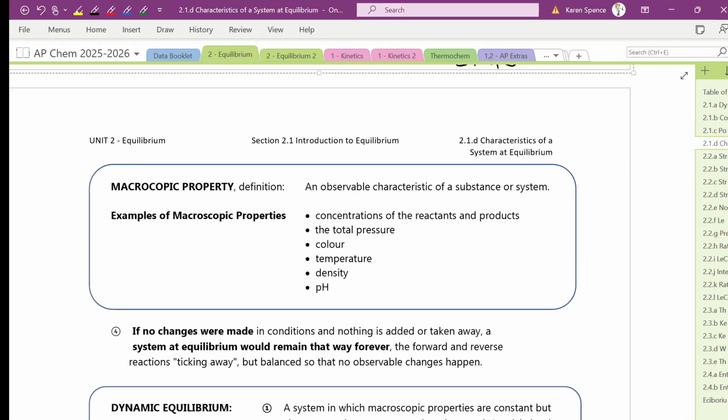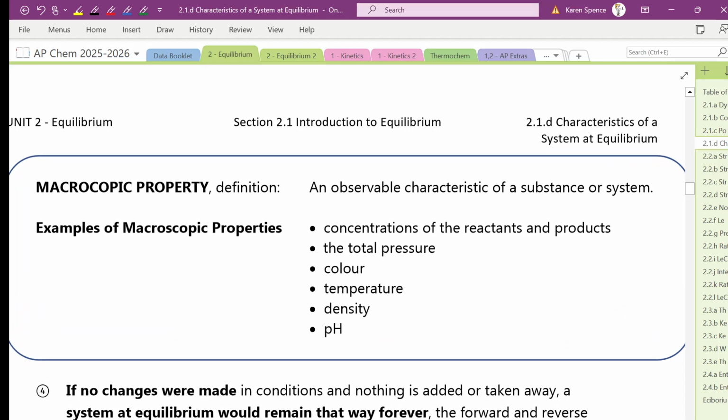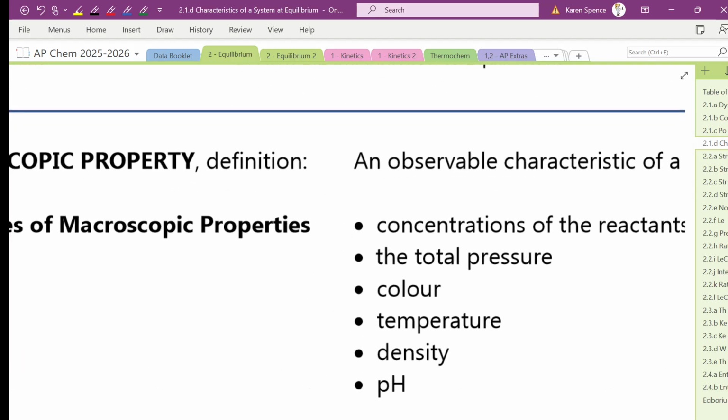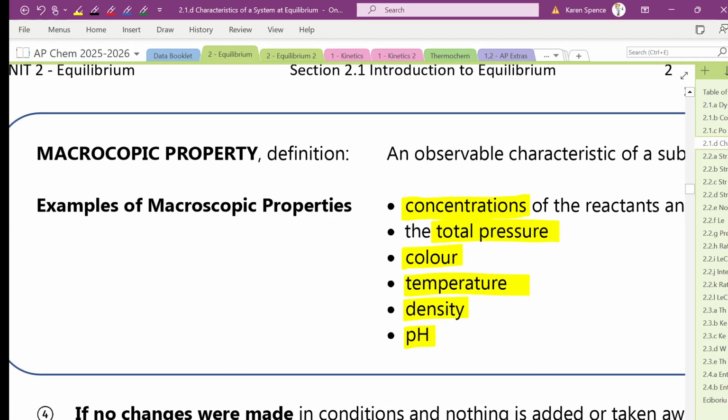All right. What are some macroscopic properties? They are observable characteristics of a substance or system, and we already know one of them. The concentration is a macroscopic property. The total pressure is a macroscopic property. Color, temperature, density, pH. There are others, but this is a good list to start with, okay? You can observe color, you can observe temperature, you can observe density, you can observe pH.